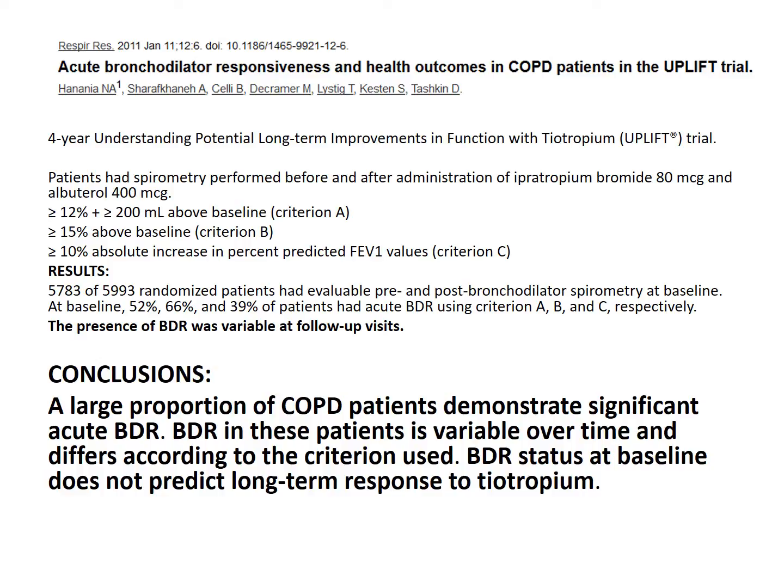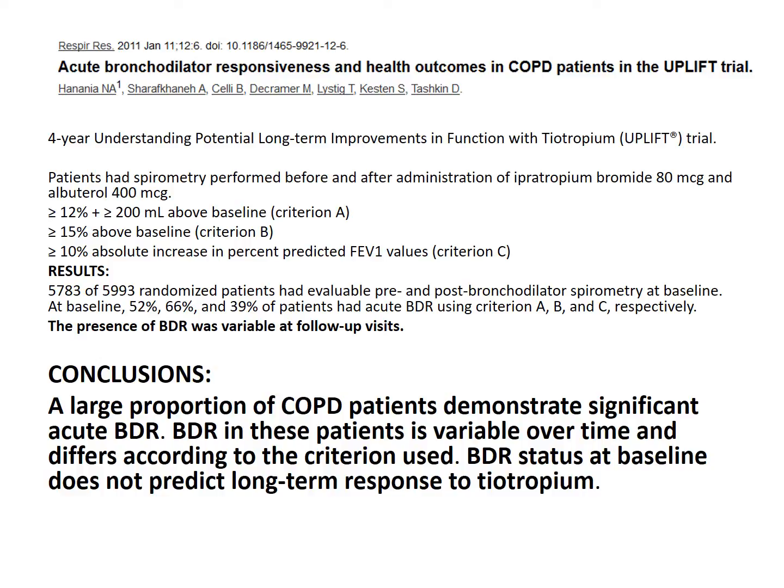And they looked at different criteria of bronchodilator response. So you can have 12% and 200 mils above the baseline, or you can have a 15% increase, and a 10% absolute increase in percent predicted FEV1. That's what we've seen is probably one of the stronger contenders of expressing the change.